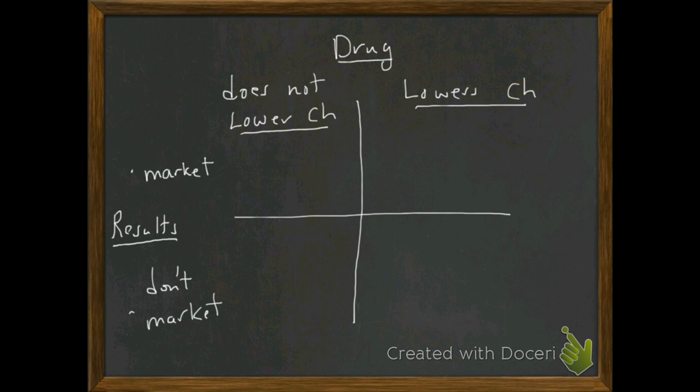Now, let's think about the 4 possible outcomes. Which of these are good? Well, guys, if the drug clearly does lower cholesterol, then we want to market it. People who have high cholesterol want to have the opportunity to purchase a drug that does truly lower cholesterol. If the drug does not lower cholesterol, then that's a good decision if we don't market the drug. It's like, good try, buddy, but it's not working. We're not going to market your drug.